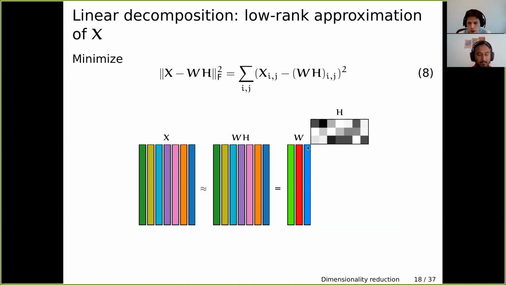Since there are few columns in W and few rows in H, in total I have a much smaller number of values than in the whole matrix X. But even so, when I compute the product of these two small matrices, I get a good approximation of X. So in a way, I have summarized my design matrix, my data matrix X, with a much smaller number of values.